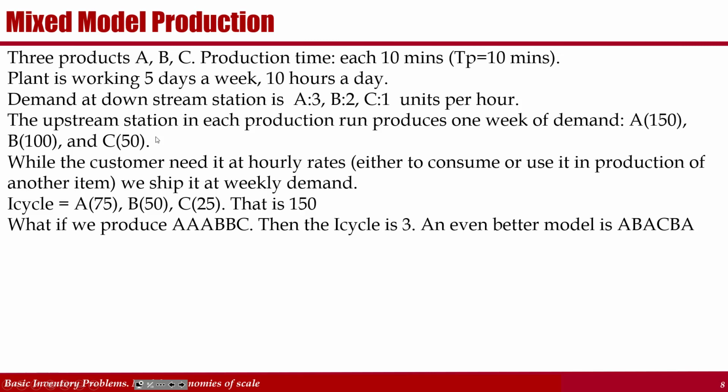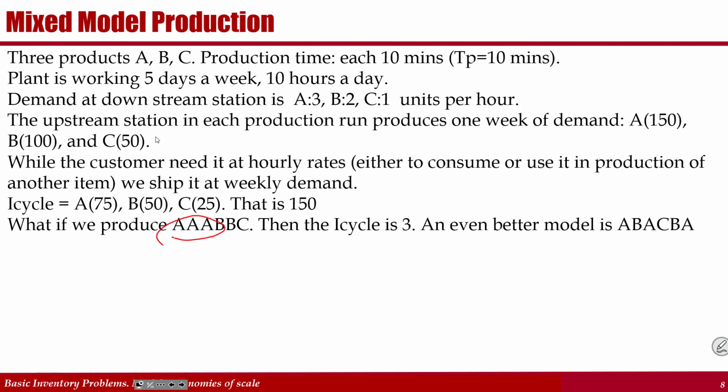But maybe we do this. We produce 3A, 2B, and 1C. In each hour, we produce 6 units. And the cycle inventory could be half of it, which is 3. And a better option is even if we produce like this.